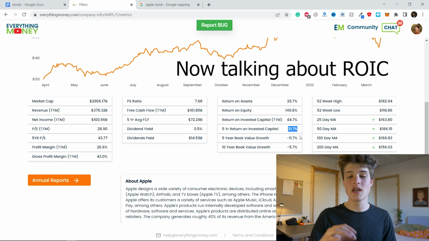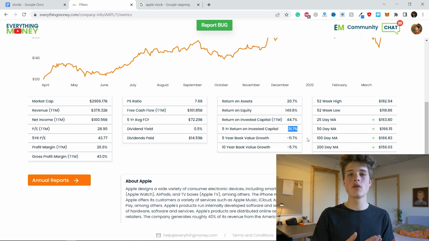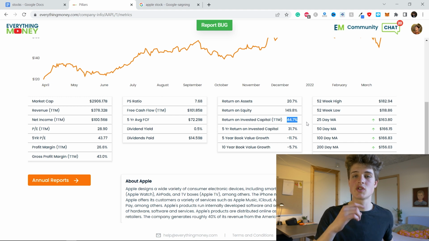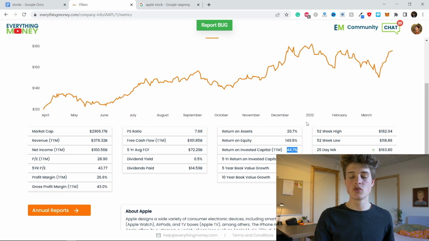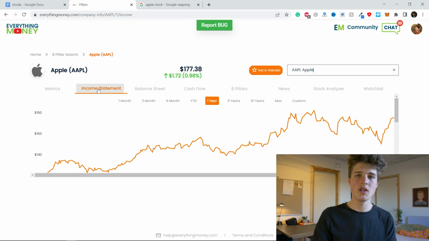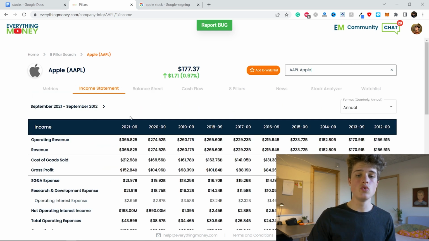Over the past 5 years, it has been an average 31.7%. That is the return that Apple will generate when you give them your money. If you give them $100, they will basically generate a return of like $30, $31 for you. That has been the average 5 years, but the past year they have actually been doing even better with a 44.7% return on invested capital. So they're great at using the money invested to generate returns, which is a fantastic thing.